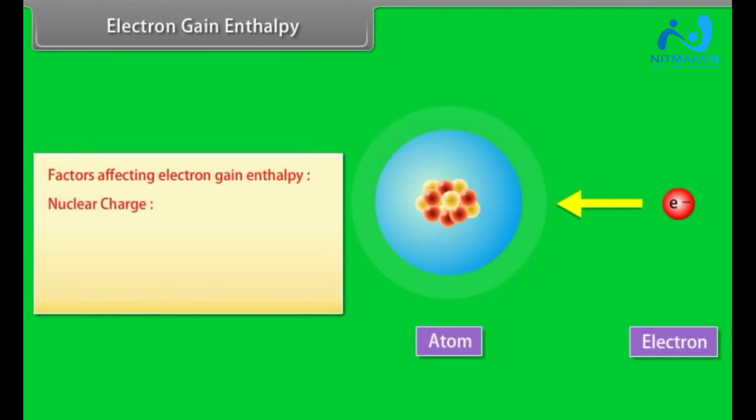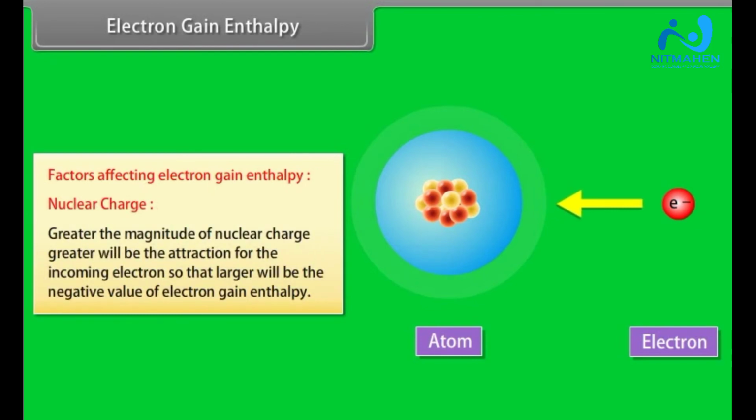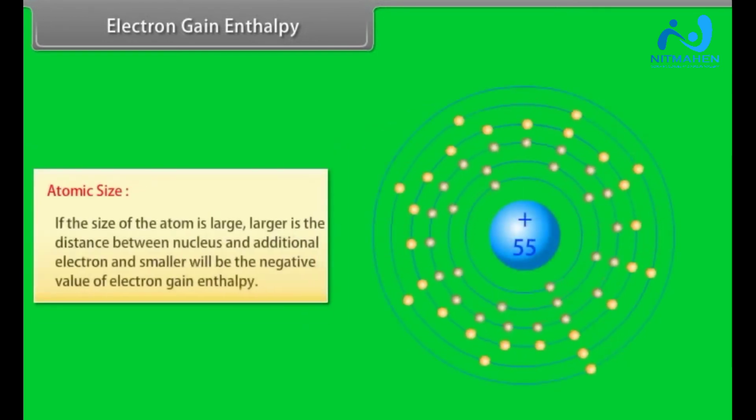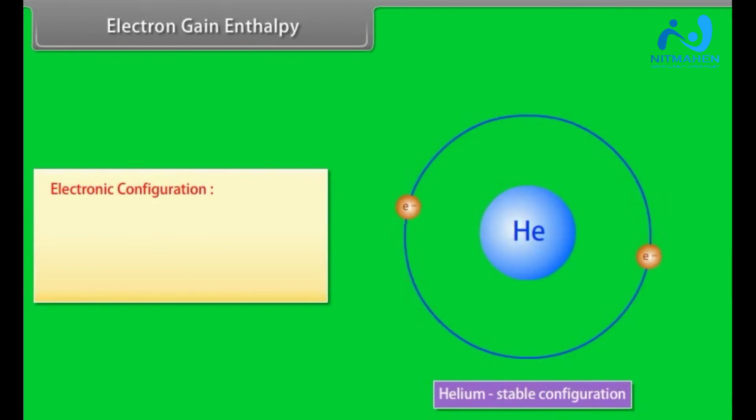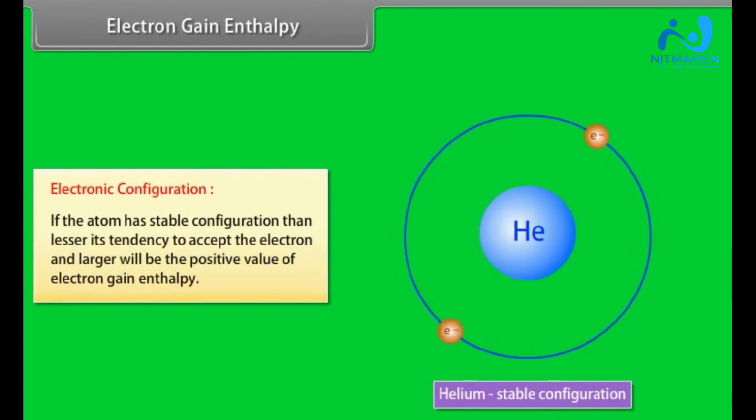Nuclear charge. Greater the magnitude of nuclear charge, greater will be attraction for the incoming electron, so that larger will be the negative value of electron gain enthalpy. Atomic size. If the size of the atom is large, the distance between nucleus and additional electron is larger, and smaller will be the negative value of electron gain enthalpy. Electronic configuration. If the atom has stable configuration, then lesser is its tendency to accept the electron, and larger will be the positive value of electron gain enthalpy.